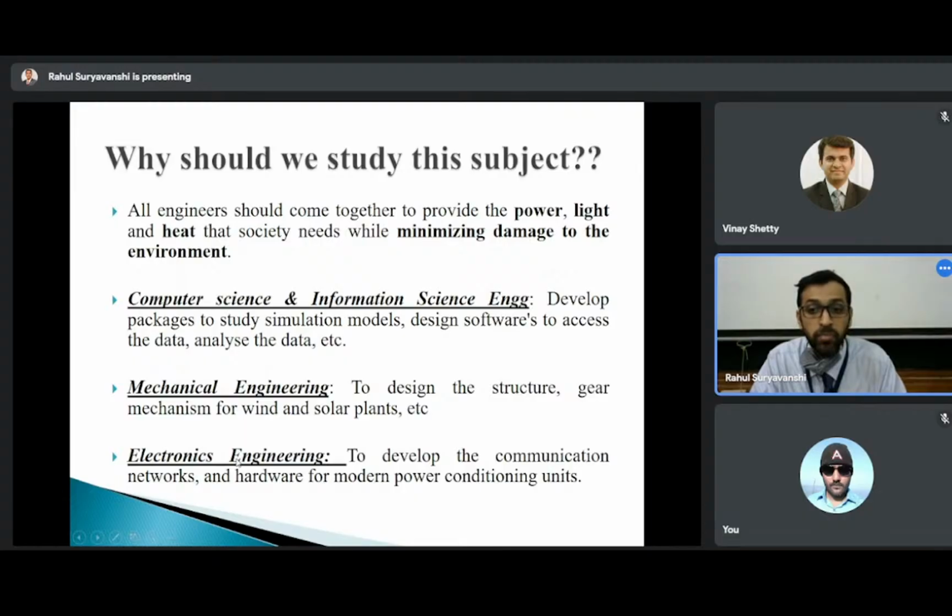Then electronic engineering. What is the electronics part when we talk about renewables? When we talk about controllers, for example, there are AC to DC controllers, DC to AC controllers, and converters. Then a sensing system is required, and hardware modules are required for communication. The plant might be located very far away from our main system, so in order to communicate, communication engineers are required, and data acquisition is required, and the data has to be transmitted. Then hardware modules are required to process the signals.